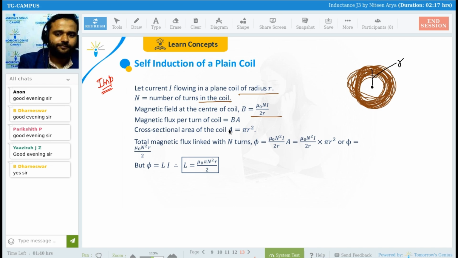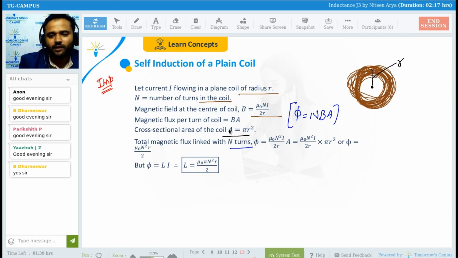I is the flowing current. B equals mu naught I upon 2r for a single turn. The magnetic flux per turn of a coil is BA, where the cross-sectional area of the coil is A equals pi r square. Clear? The total magnetic flux linked with n turns is phi equals N B A.